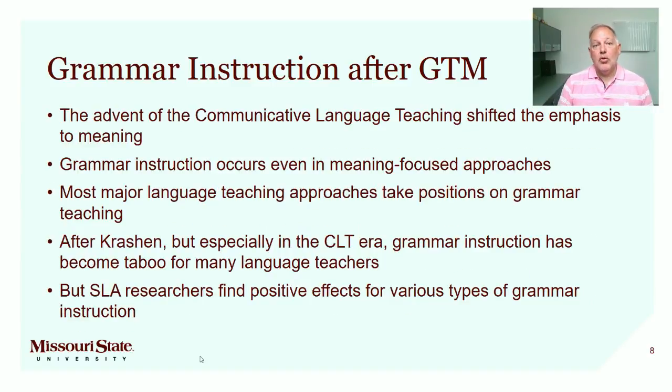What happened in the 1970s and 80s, you have the advent of communicative language teaching, the ideas of Stephen Krashen about language acquisition versus learning become very influential. So the advent of communicative language teaching, CLT, shifted the emphasis from form, from grammar, to meaning. So grammar instruction still occurs though, even in meaning-focused approaches like communicative language teaching, task-based, content-based instruction. There is still grammar instruction, or many researchers would say there is and there should be.